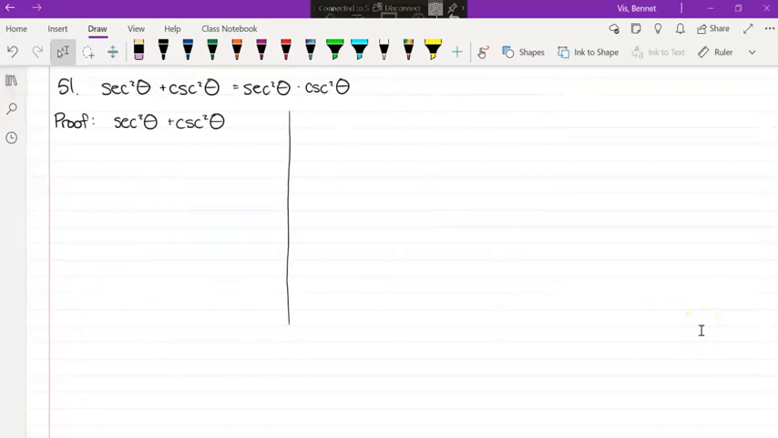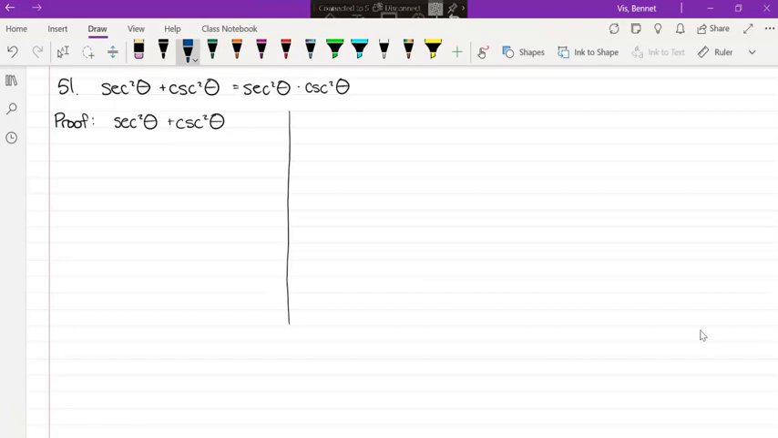One last one that I want to do here that I just think is interesting, and there's going to be a question like this on the assessment for my students in my classroom. I want to prove that secant squared of theta plus the cosecant squared of theta is equal to the secant squared of theta times the cosecant squared of theta, which, just pause for a minute, saying that something plus something is equal to that first thing times the second thing.